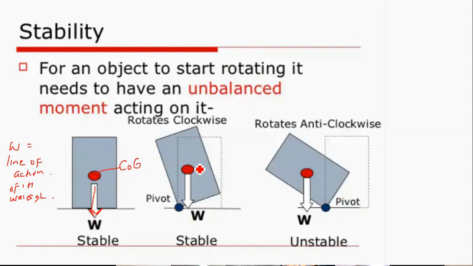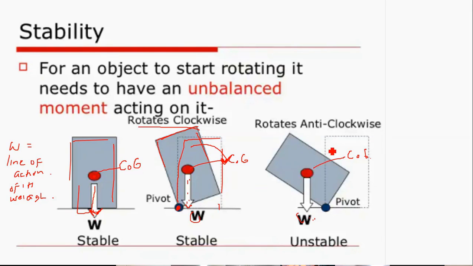This is the center of gravity, and this is the line of action from its weight, the W. What would happen when we change the pivot? This is the pivot, and we change the pivots. What would happen to this object to make it go back into its position, to make it more stable? It needs to have an unbalanced moment. It rotates clockwise to change back into its first position.